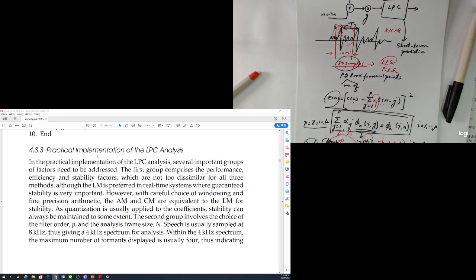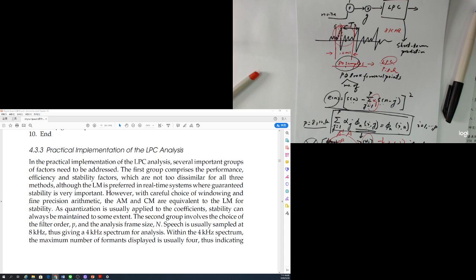Okay, so in practical implementation of your LPC analysis, there are several important factors you have to consider. First, performance and also efficiency. Sometimes stability you have to consider. So the lattice method could be preferred in real time, and it guarantees stability. Sometimes they guarantee stability, but be careful with your choice of windowing and fine precision arithmetic.